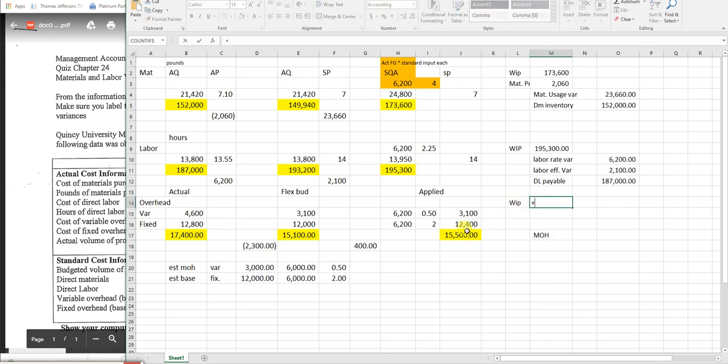I debit WIP for the standard amount. I credit manufacturing overhead for the actual amount. This one's an unfavorable variance, and this one's a favorable variance. So my unfavorable variance is debited. So I have manufacturing overhead spending, and my manufacturing overhead spending variance is 2,300. And then I have my manufacturing overhead volume variance. My overhead volume variance is $400. Okay, so now I can double check that I balance, make sure I've got them the right way, and I do, so I'm good.